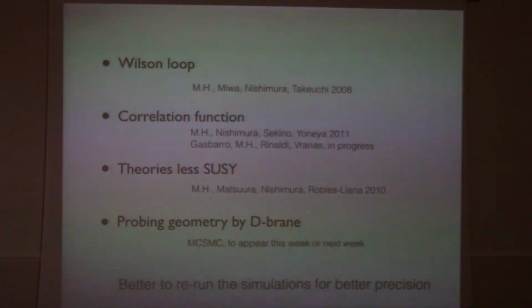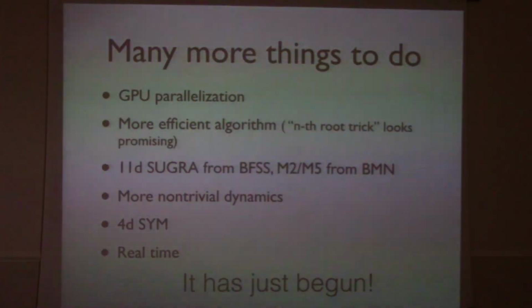And also that way we can do something beyond the test of the duality, I think, because computers are getting more and more powerful. It's time to do that, and there are many more things to do. By using GPU parallelization, maybe we can do simulations more cheaply, and we can do many interesting things. Or maybe we can use a more efficient algorithm, which was invented by lattice QCD people.